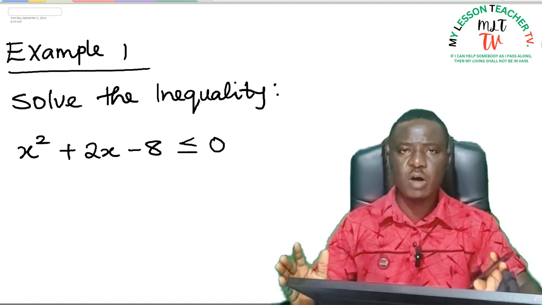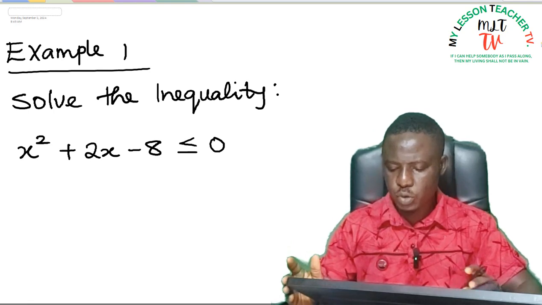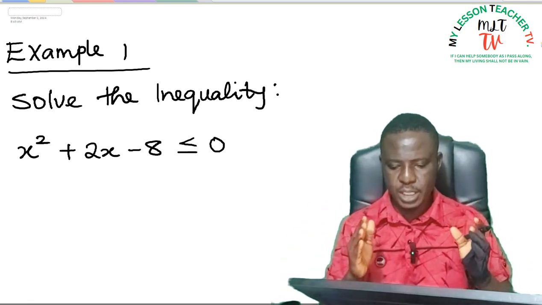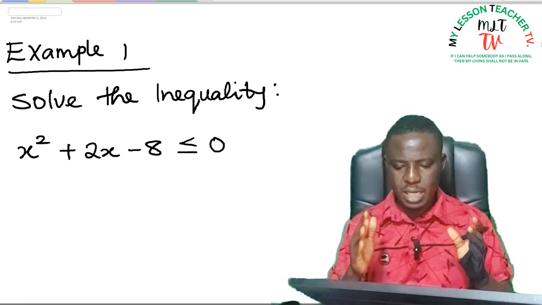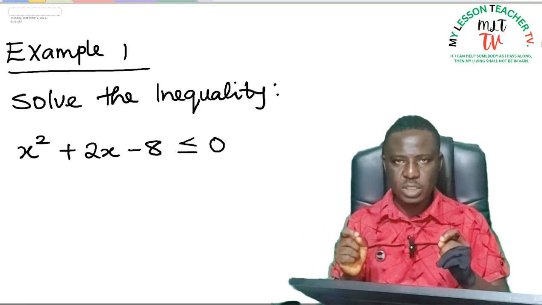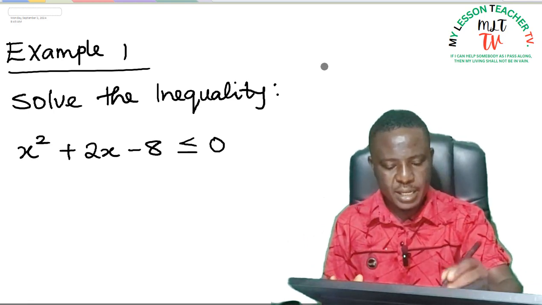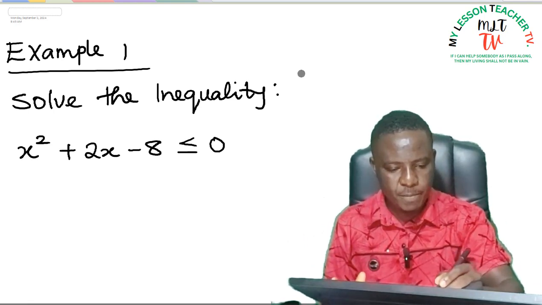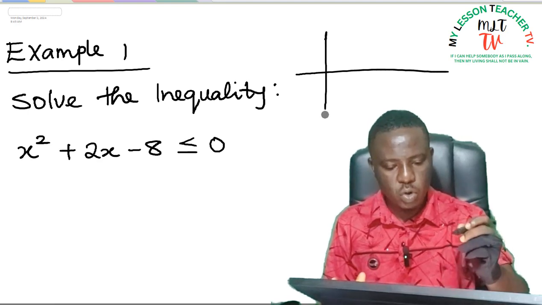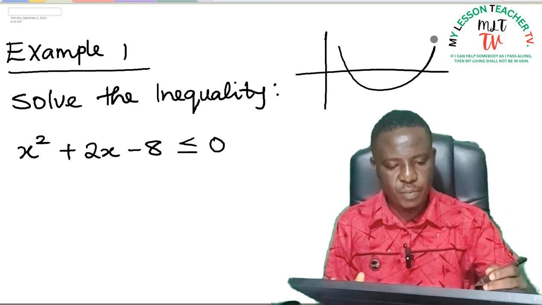Example 1 says we should solve the inequality x squared plus 2x minus 8 is less than or equal to 0. The first step in solving a quadratic inequality is to find the zeros of the inequality, whereby if you are to represent it graphically, it gives you a graph. For example, it gives you a U-shaped graph.